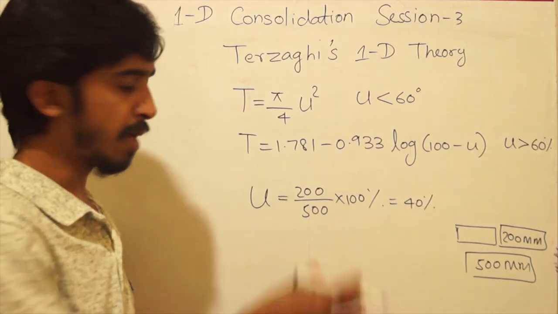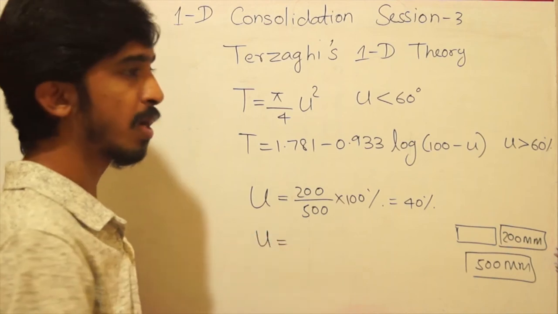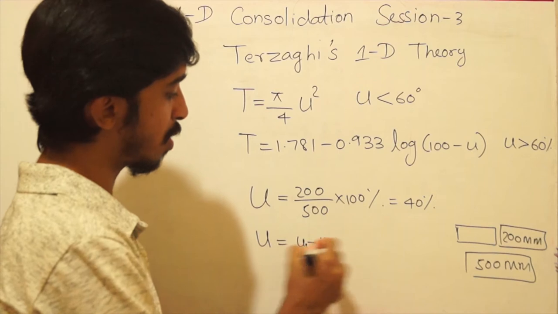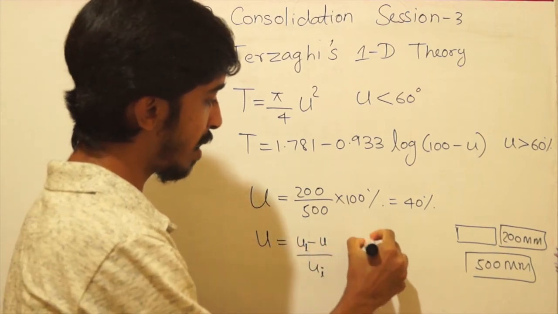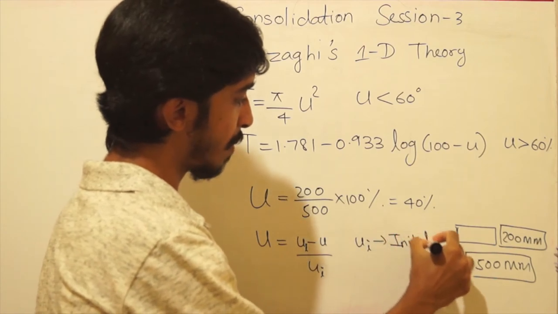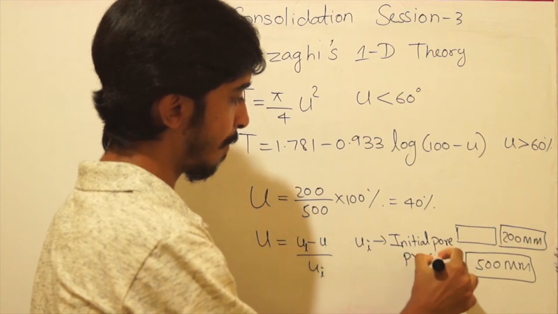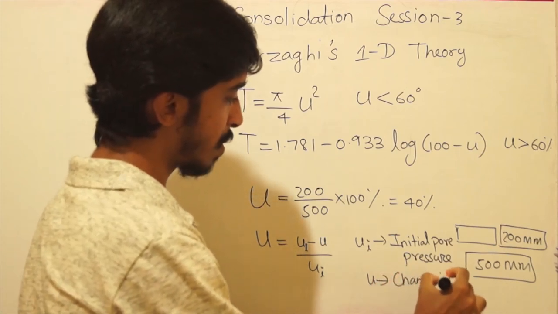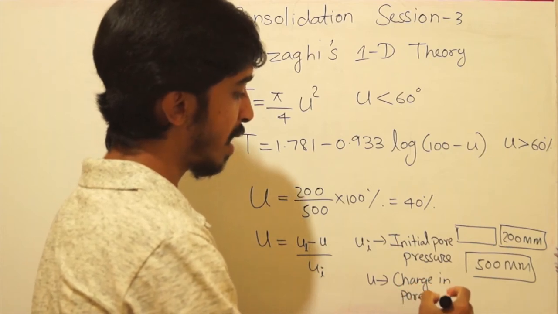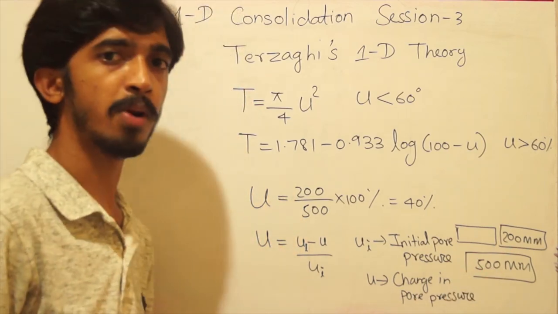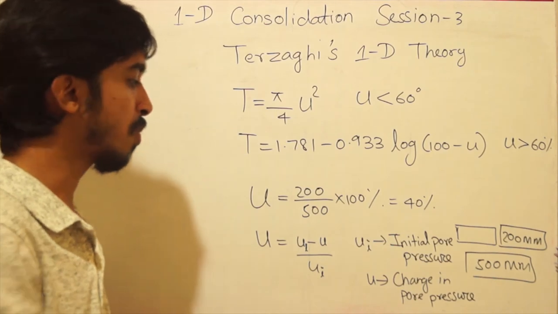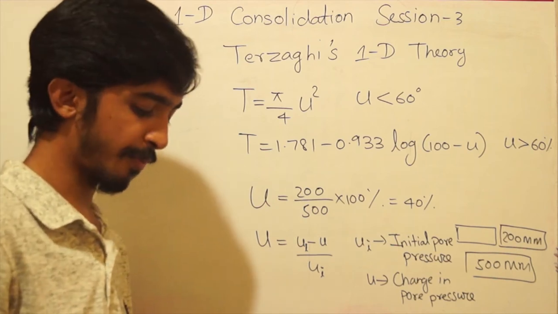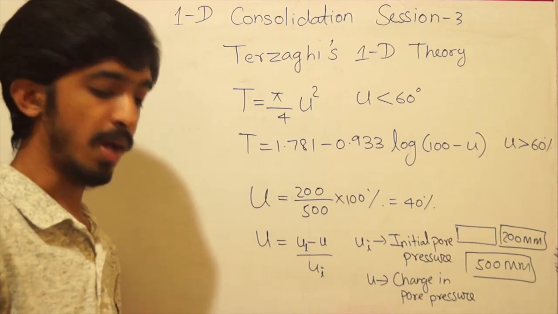So at the same time, this can be expressed in terms of pore water pressure. So capital U is equal to, which is simple Ui minus u, over Ui. So here simple Ui is the initial pore pressure. And u is the change in pore pressure. So we know, unless there is a pore water dissipation or decrease in pore water pressure, there won't be any consolidation happening. So when pore water pressure decreases, we know how much consolidation has happened. As the amount of water dissipation is high, the degree of consolidation is also high.